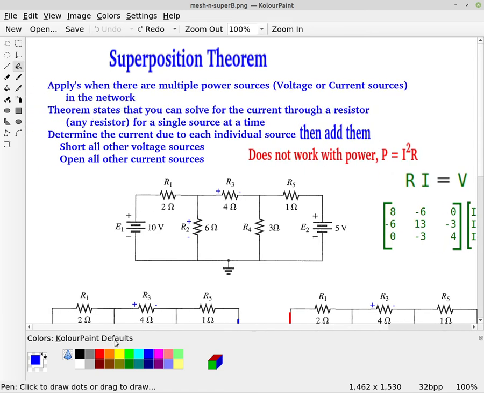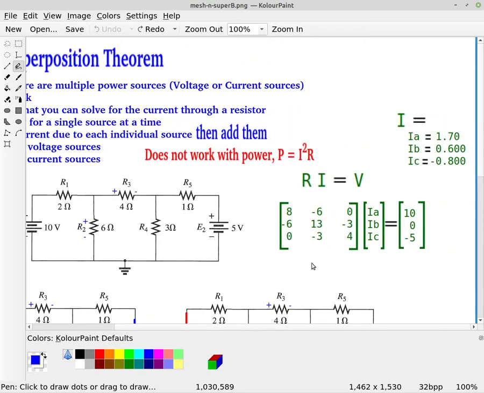Alright, so before we actually get started here, I've already got the solution for mesh analysis for both voltage sources. So using both voltage sources here, we find that the current through, let's just kind of say, okay, so this is loop A and loop B. And this is loop B. And of course this would then be loop C.